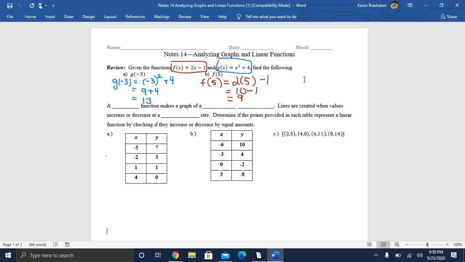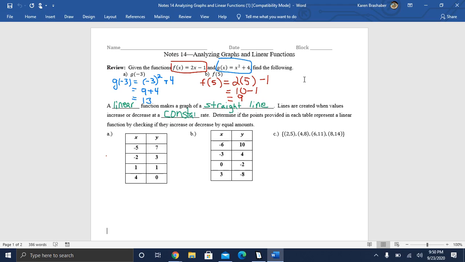So now we're going to get a little more vocabulary. Today we're going to be looking at linear functions. So a linear function is a function that makes a graph of a straight line. Now, really, all lines are straight, but it seems like we do put that word with it. So makes a straight line. Lines are created when values increase or decrease at a constant rate.